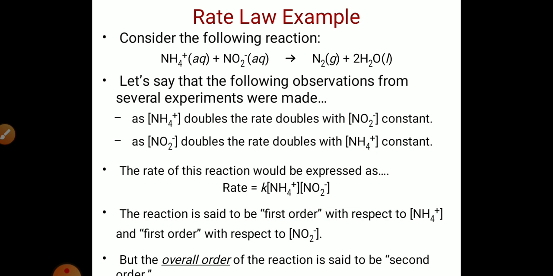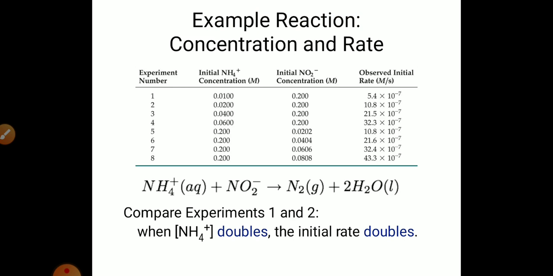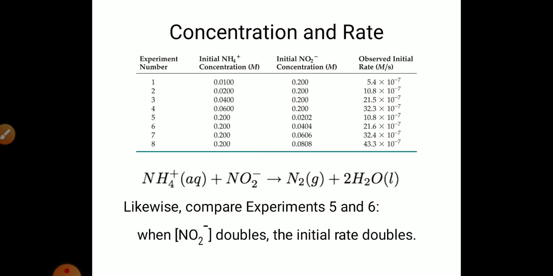But the overall order of the reaction is said to be second order. For example, here you can see NH4+ (aq) and NO2- reacting to give N2 gas plus two moles of H2O (liquid). When the NH4+ concentration doubles, the initial rate doubles, and likewise when the NO2- concentration doubles, the initial rate doubles.